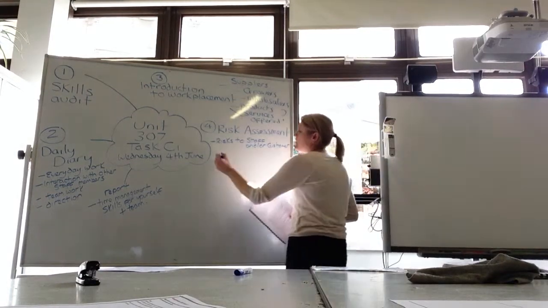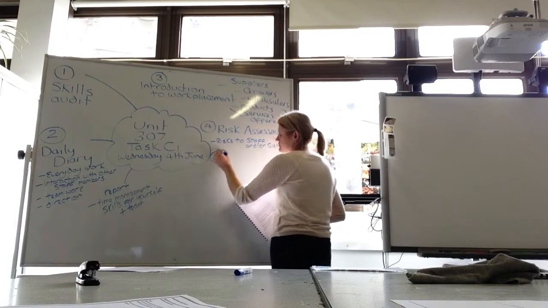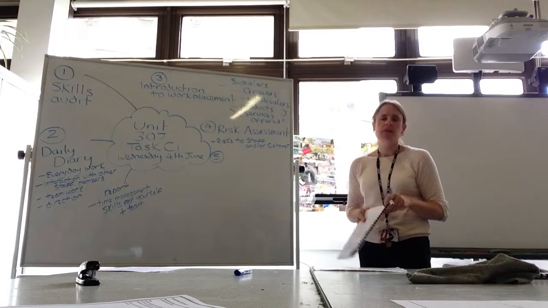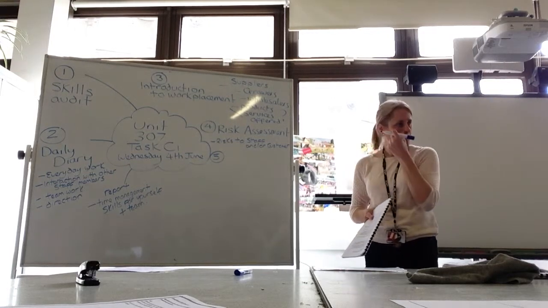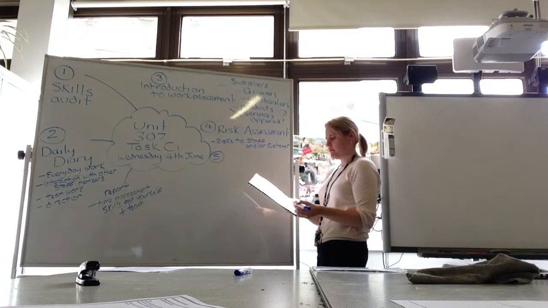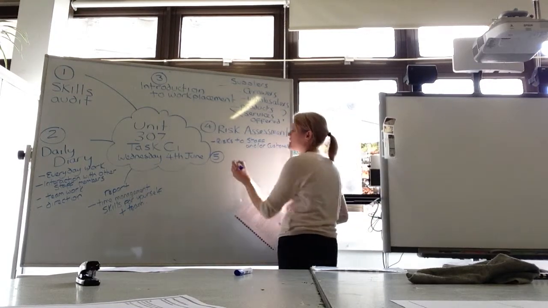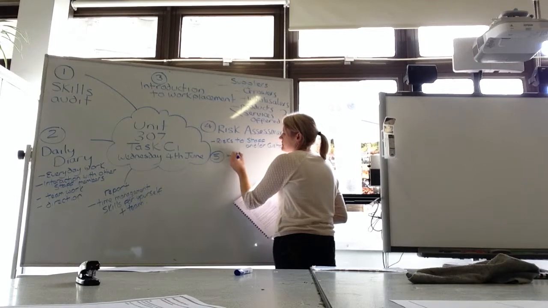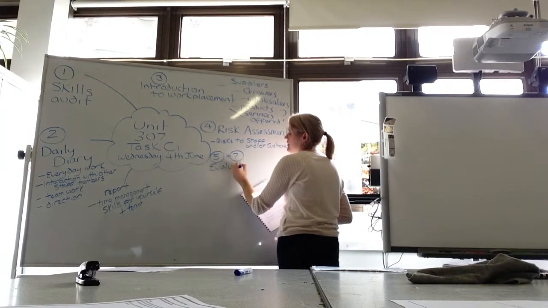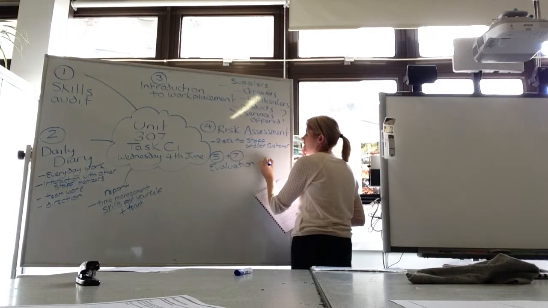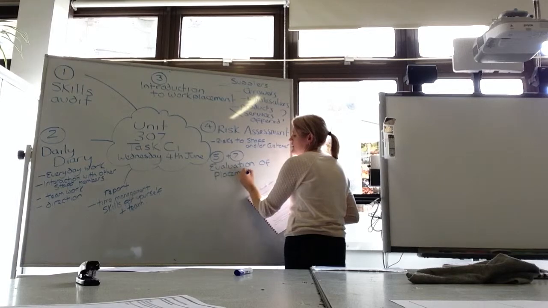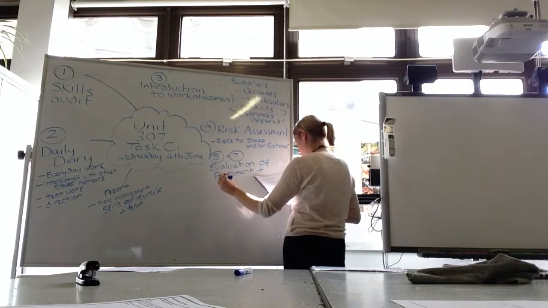Then 5 says evaluate your work placement experience and personal development. You could actually put the bottom one together, 5 and 7 together. So it's an evaluation of placement and personal development.